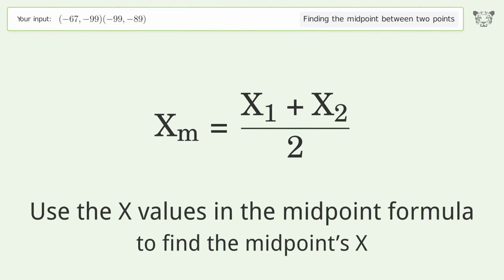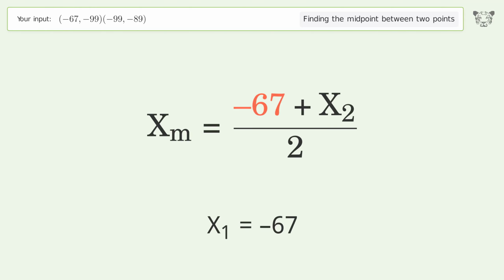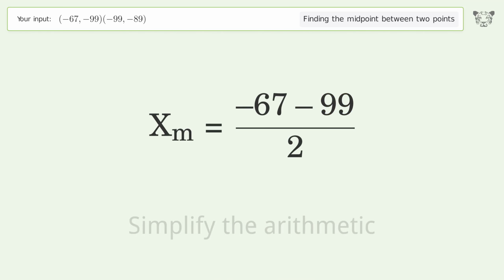Use the x values in the midpoint formula to find the midpoint's x. x1 equals -67. x2 equals -99. Simplify the arithmetic.